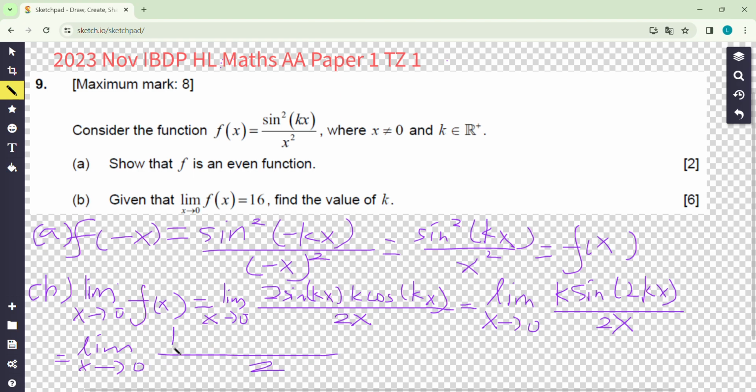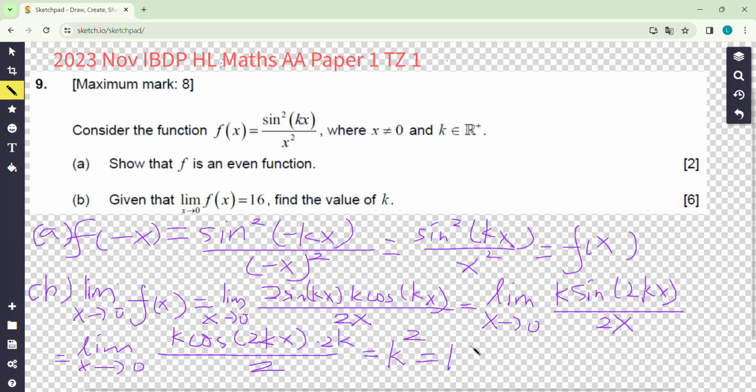Okay, so k cosine 2kx multiplied by 2k, and substitute x equals 0 inside. This time we can do it. Okay, cosine 0 is 1, so it is k squared.